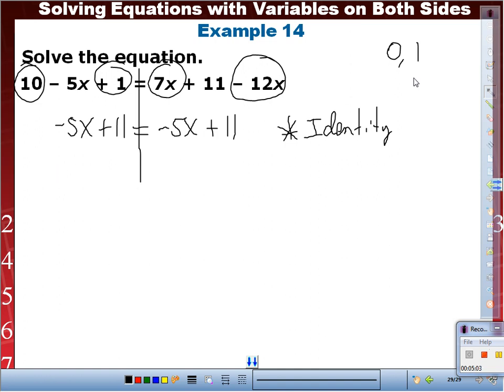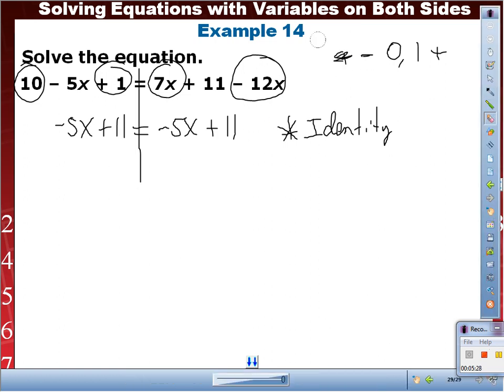What if I substitute a 1? What is negative 5 times 1? Plus 11. Negative 5 plus 11. 6. So then what would I end up with over here? 6. 6 equals 6. The same thing, yes? So it doesn't matter what positive number or what negative number I substitute. Will I end up with the same thing on both sides? The same thing. That's why it's called a what? Identity, because you end up with something identical. Are you with me?